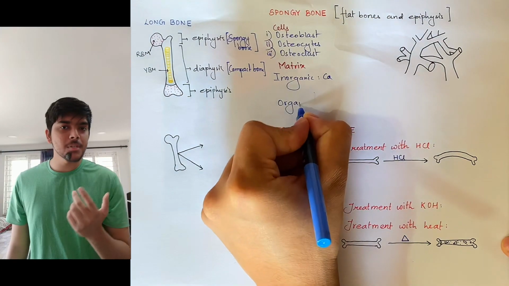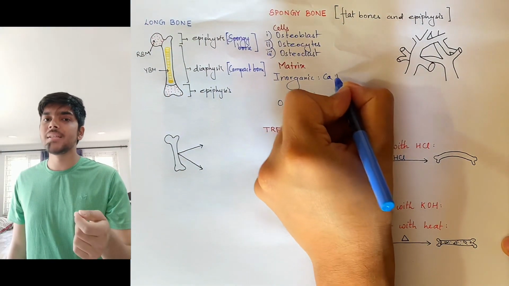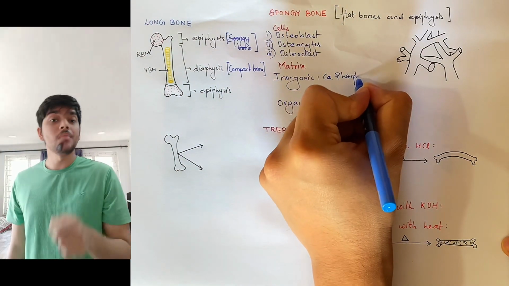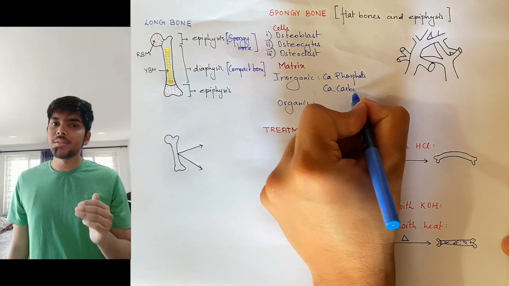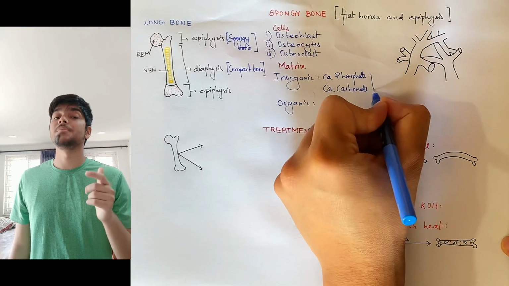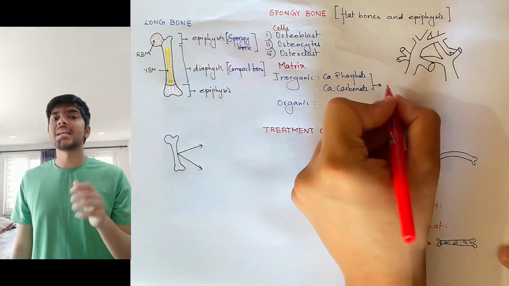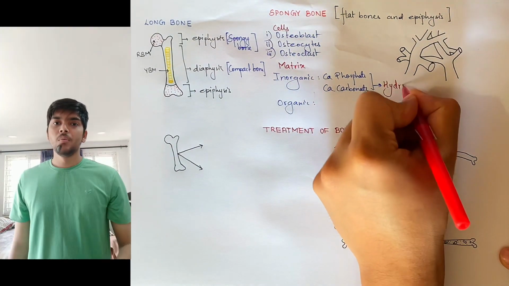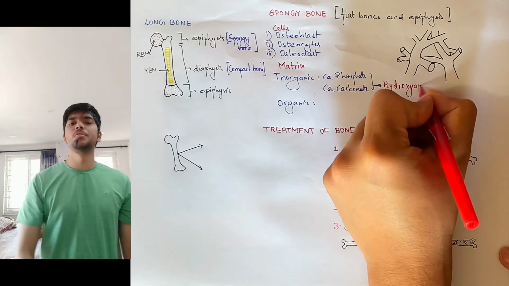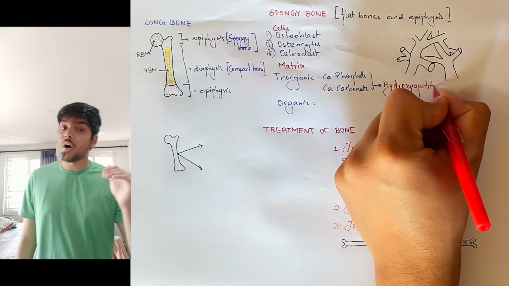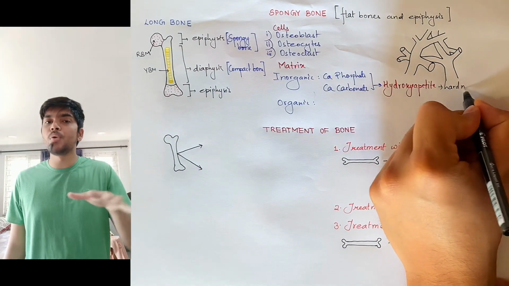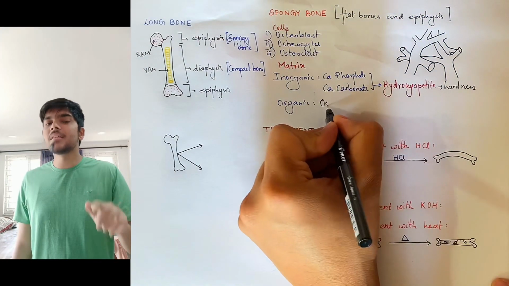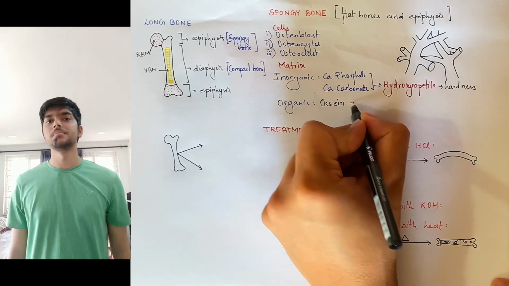As inorganic substance, there are your salts of calcium, which include calcium phosphate and calcium carbonate. Both these salts, that is calcium phosphate and calcium carbonate, together make hydroxyapatite, which provides hardness to your bone. And then there's your organic part, which includes the matrix protein, ossein, and the fibers found in the bone.